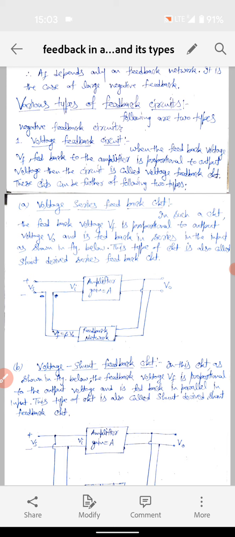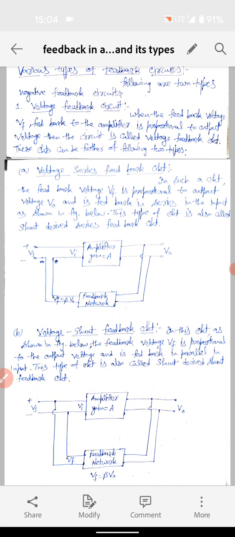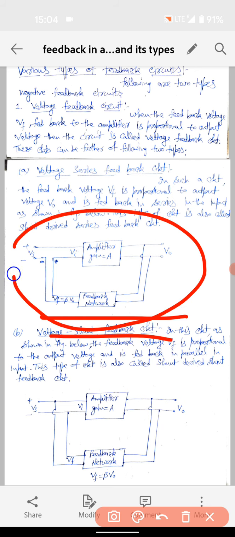Okay, so depending on that we have further two categories. The voltage feedback circuit is the one in which we feed back a fraction of the voltage to the input circuit. It can be of two types, one is voltage series feedback, the other is voltage shunt feedback. So first we will discuss the voltage series feedback circuit. As you see in this diagram, which is very important, the first thing you need to remember is what we are feeding to the input.